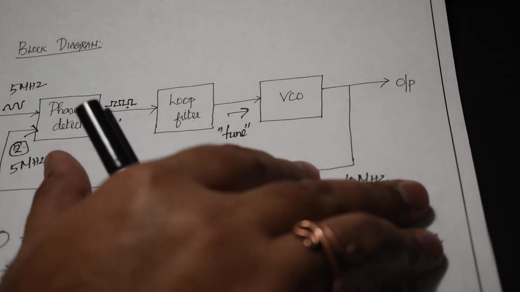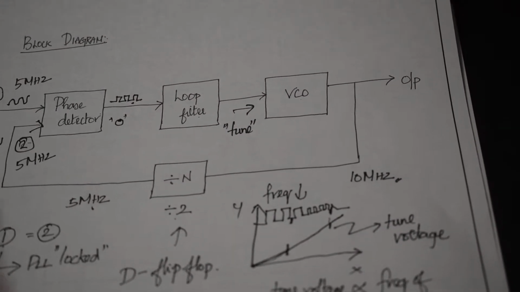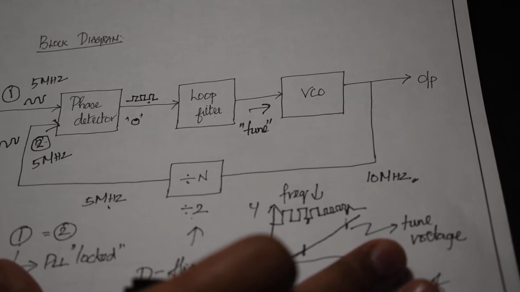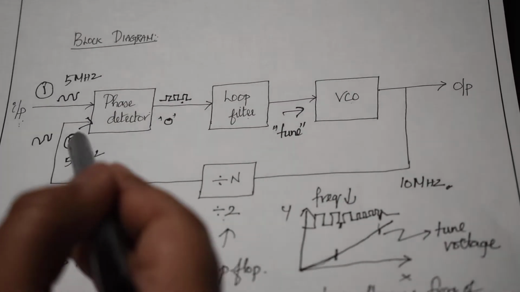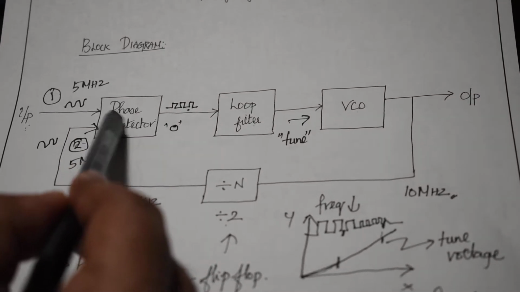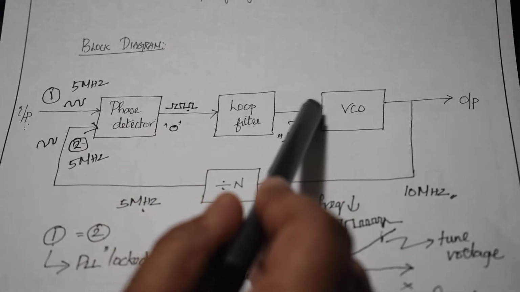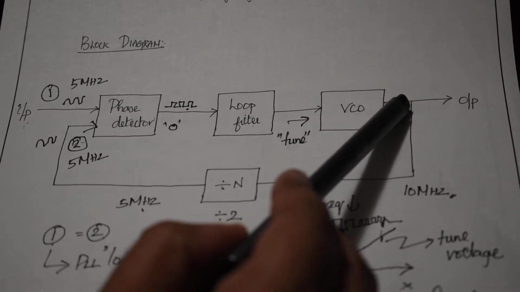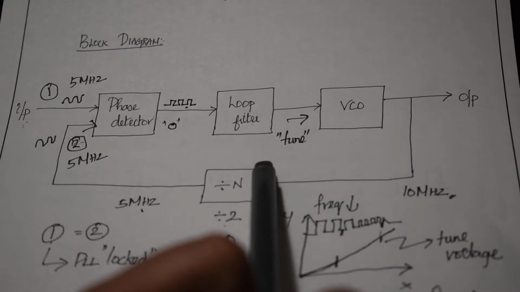So now, this is the basic block diagram of a PLL. We have two inputs for the PLL, input 1 and input 2. Both of the inputs go into the phase detector, and the output of the phase detector is given to the loop filter. The output of the loop filter, the signals are filtered and given to the VCO. The VCO's output is partially taken as the output of the PLL, and it is also negatively fed back.